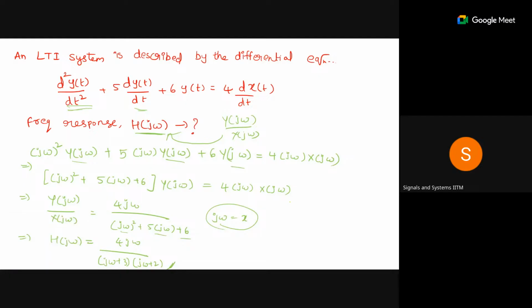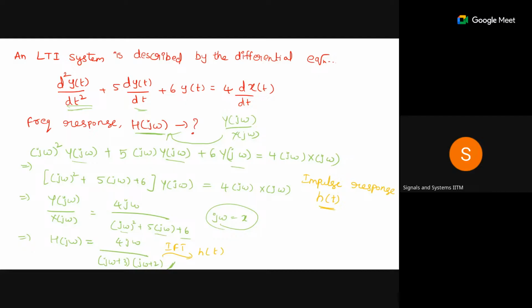How to find the impulse response? What is the impulse response? It is h of t, right? Inverse of H of j omega. Yes, ma'am. We have to find the inverse Fourier transform of H of j omega.